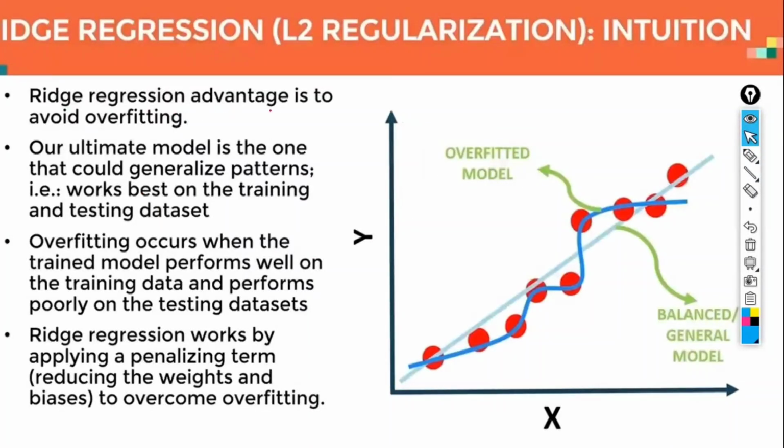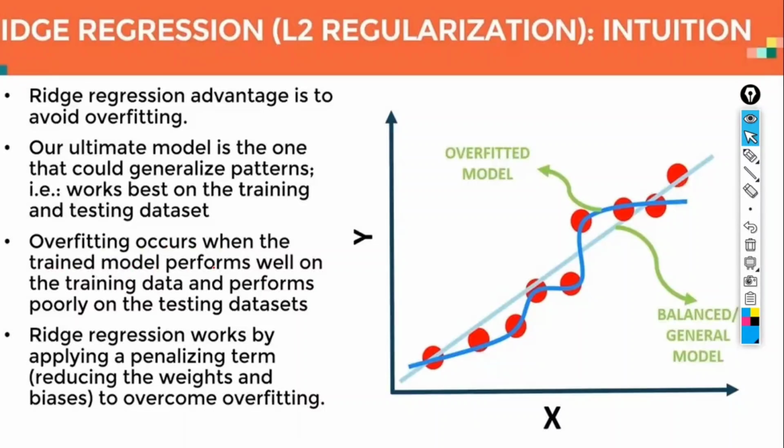So the ridge regression advantage is to avoid overfitting. Whether it is ridge or lasso, the advantage of both is to reduce overfitting. Our ultimate goal is to generalize the patterns, so that the model works best on both the training and test data sets. It should work on both the test data and train data. It should not work only on the train data. It should not work only on the test data. It should work in both scenarios.